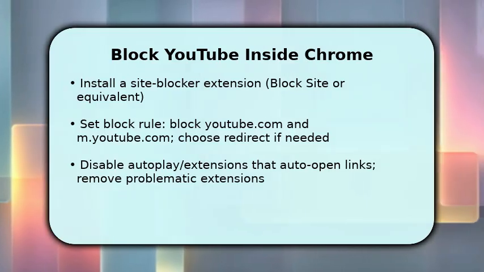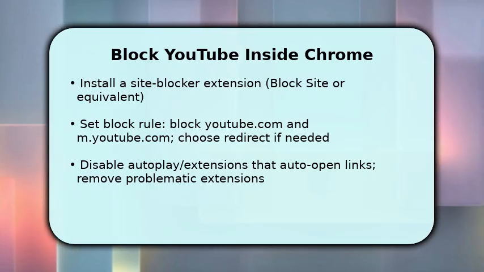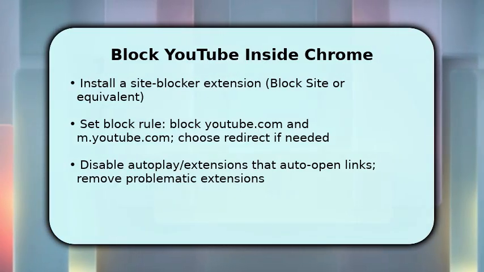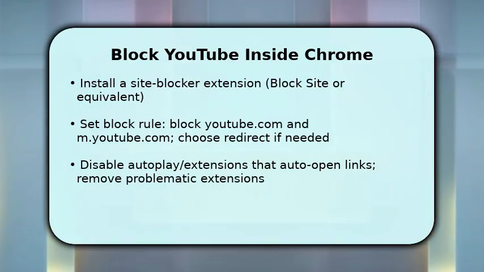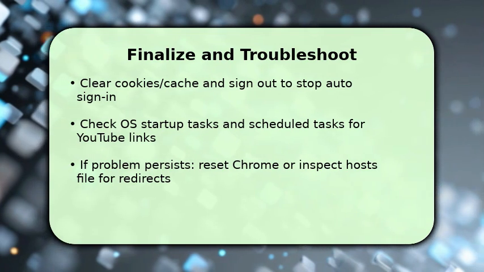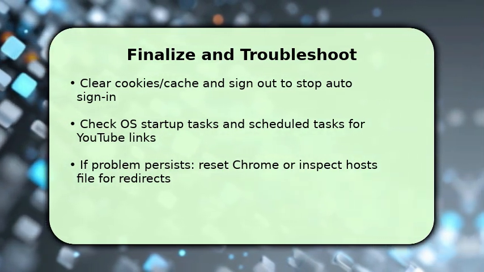Make sure Chrome's autoplay and background fetch settings are off so videos don't trigger. Once configured, test by clicking a YouTube link. It should be blocked. Finish by clearing cookies and cache and signing out of Google so saved sessions don't reload YouTube. Then check your operating system's startup apps and scheduled tasks for anything that launches a browser with YouTube.